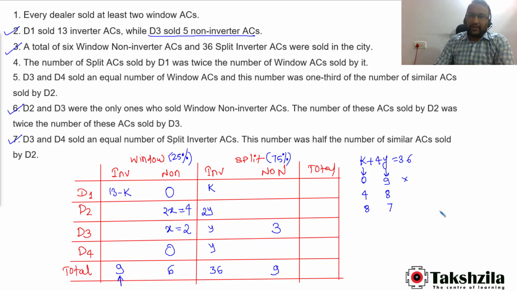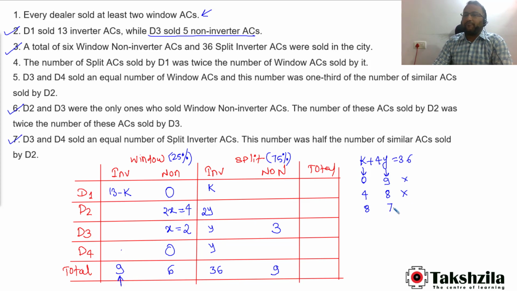Then after that, over here the value of K cannot be 4. If K is equal to 4, 13 minus K, 13 minus 4 becomes 9, and in that case D4 will become 0 window ACs sold by D4, which will contradict the first statement. So from this we can confirm that the value of K cannot be 4.